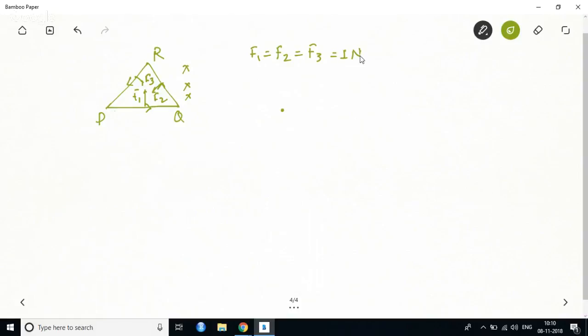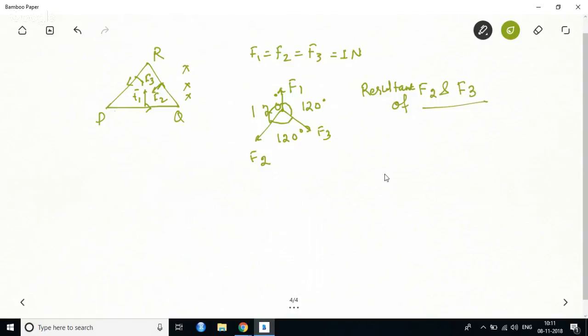So now where would the force be acting? The force will be acting at the center. So this is F1, this is F3, and this is F2. As the magnitudes are the same and they are working at the center of the equilateral triangle, the angle between all of them would be 120 degrees. So I am writing it here, 120 degrees. Now find out the resultant of F2 and F3.